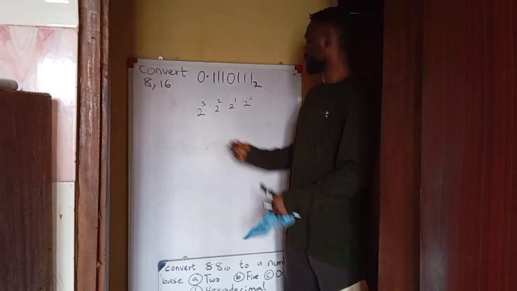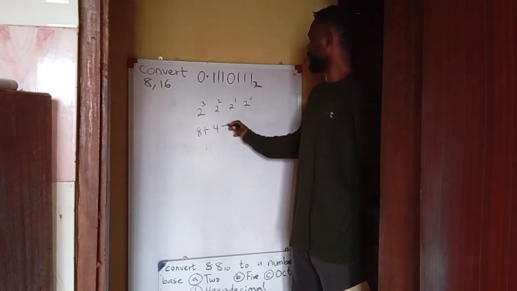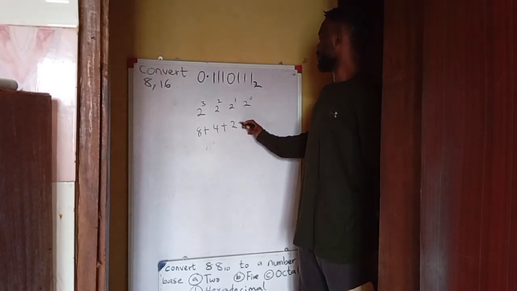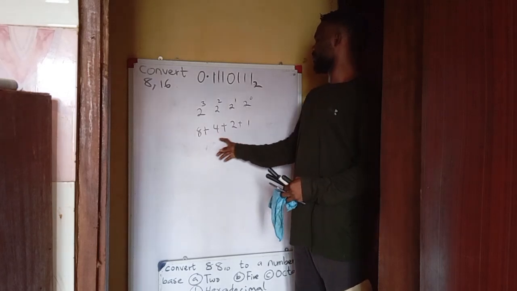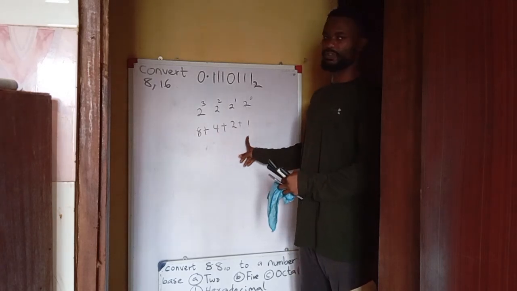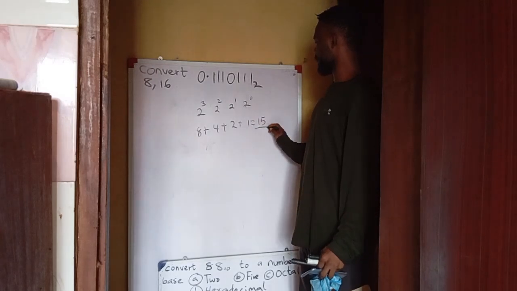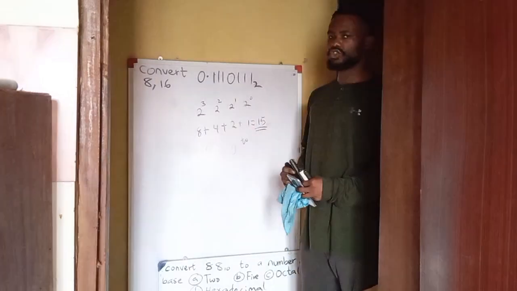Okay, so let's do it. This is the same thing as saying 8 plus 4 plus 2 plus 1. So 12, 13, 14, 15. And you know that the hexadecimal number system goes from 0 to 15. It can never get to 16.